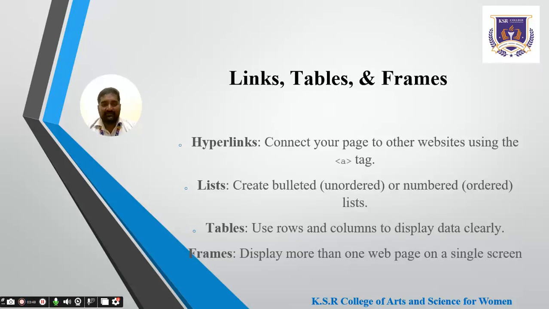Links, tables, and frames. Hyperlinks are used for creating links from one page to another page, or from one page to many pages, or last page to first page, whatever it may be. We'll be selecting the text, right clicking it, and making a hyperlink. So, what are all the tags we will be using? We'll be using the a tag. Then lists. It creates ordered lists or unordered lists, maybe numbers or bulleted lists. For example, if you want to list out the students in a classroom, we will be displaying the names of the students with bullets or numbers.